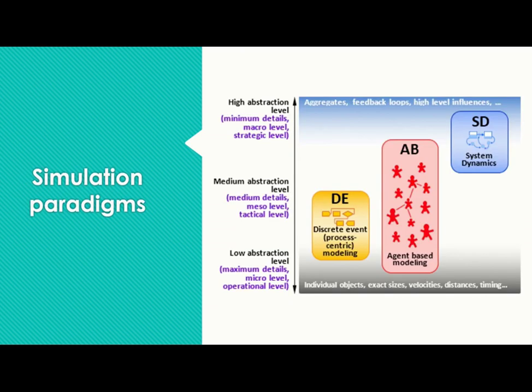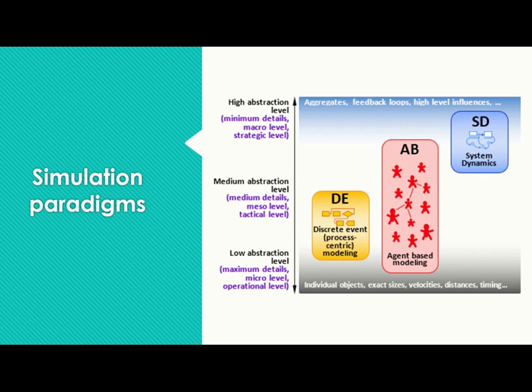In simulation modeling, a method is a framework we use to map a real-world system to its model. There are three methods: system dynamics, discrete event modeling, and agent-based modeling. Each method serves a specific range of abstraction levels. For example, system dynamics assumes a very high abstraction, and it is typically used for strategic modeling.